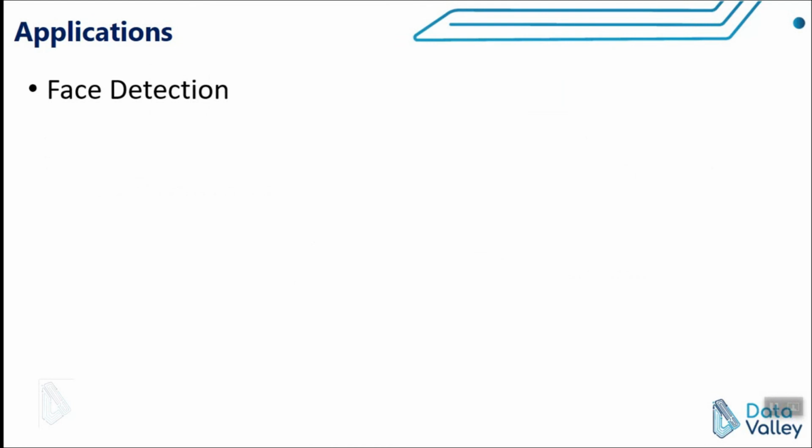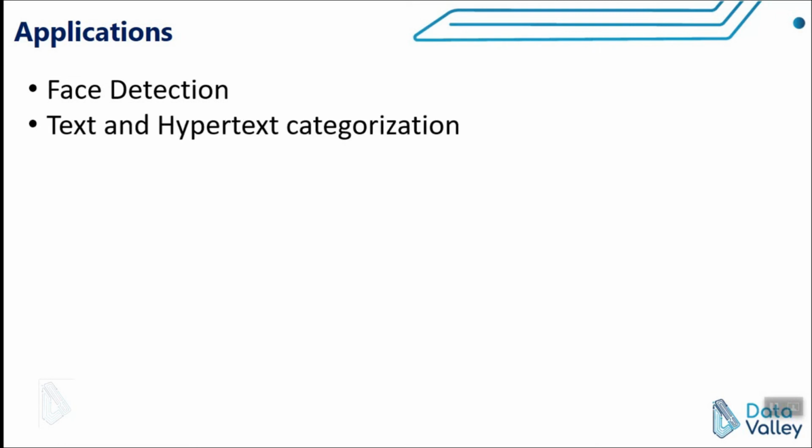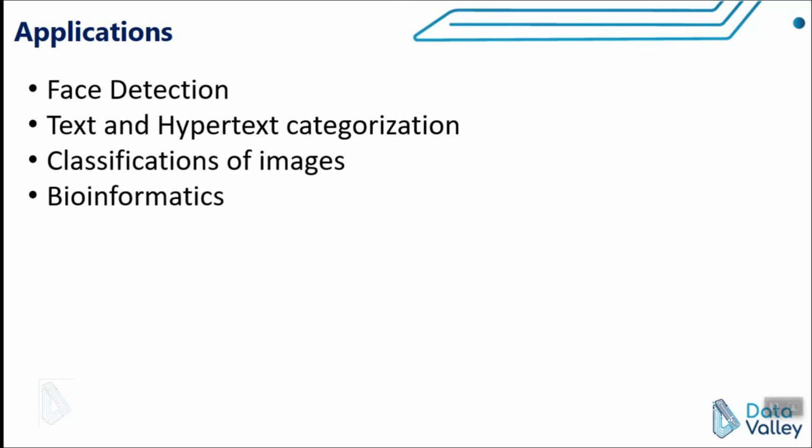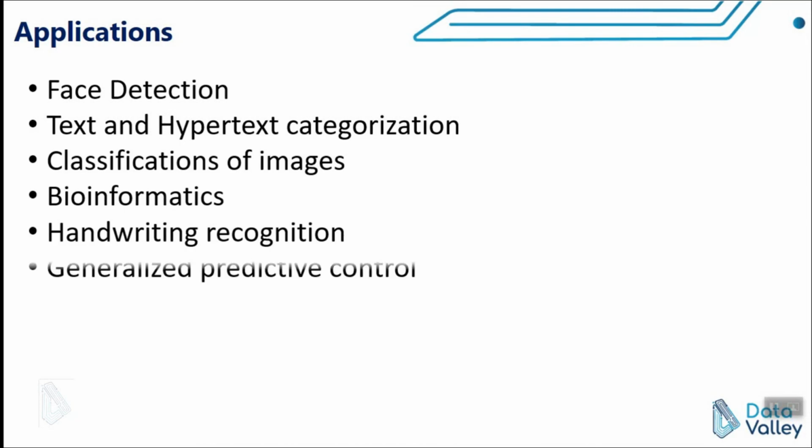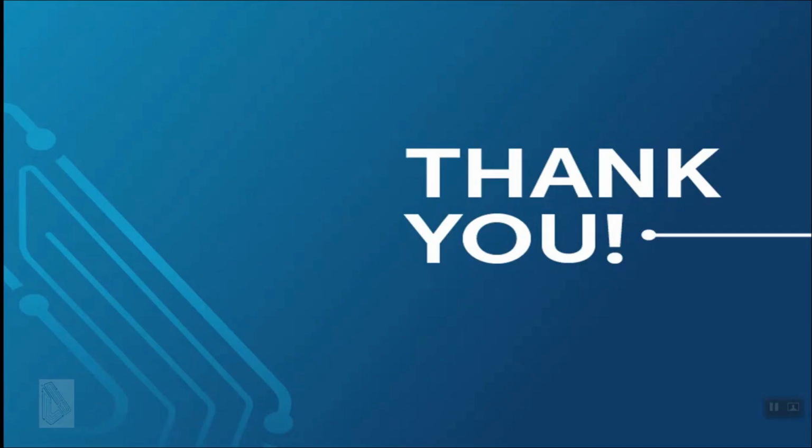SVM can be used in many applications like face detection. It can be used in text and hypertext categorization, especially text, because text data is the kind of data that is connected to each other. Every word is connected to other words, so SVM can do perfectly on text data. It can be used in classification of images, in some bioinformatics applications, and some applications in handwriting recognition. Also in some predictive modeling, SVM can do well.